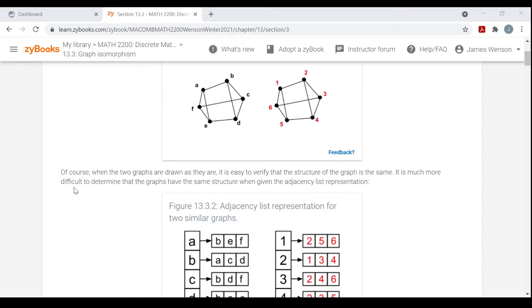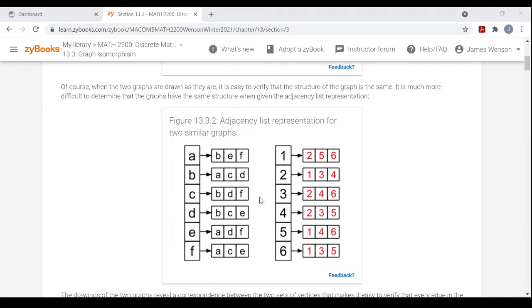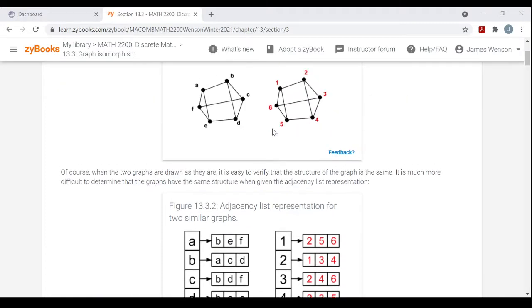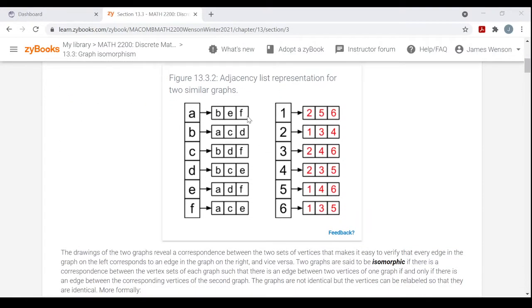It's much more difficult to determine that the graphs have the same structure when given, say, the adjacency list representation. Remember these adjacency lists from section 13.2. So here are the adjacency lists for these two graphs up here. But again, if you write the adjacency list in the same way, where you do alphabetical order, or numerical order, least to greatest.